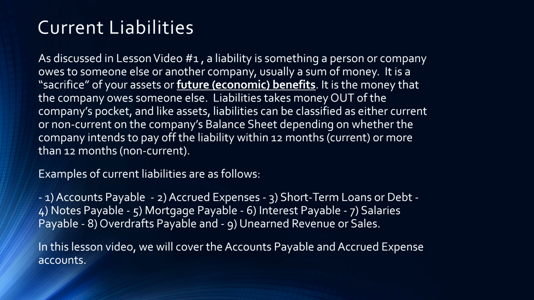Some examples of current liabilities are as follows: accounts payable, accrued expenses, short-term loans or debt, notes payable, mortgage payable, interest payable, salaries payable, overdrafts payable, and unearned revenue or sales. In this video lesson, we will cover accounts payable and accrued expense accounts.